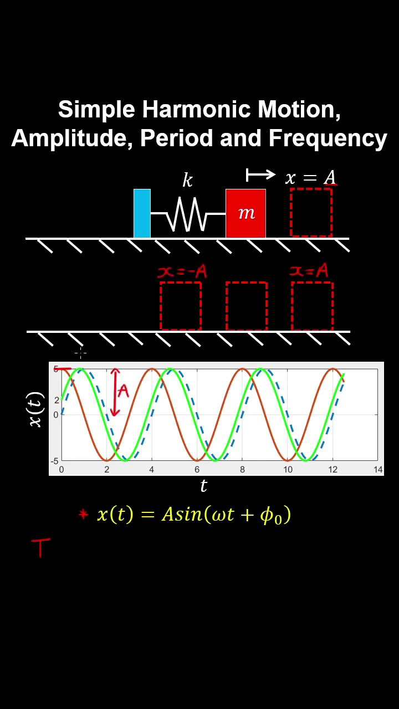Now the period of the oscillation is defined as the time taken for the block to complete one cycle. So in this case, it starts at a position a, goes to minus a, and returns back to its original position. So that takes 4 seconds.